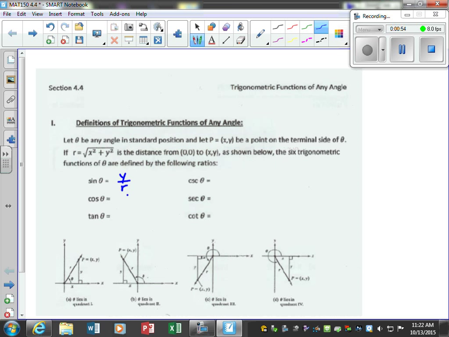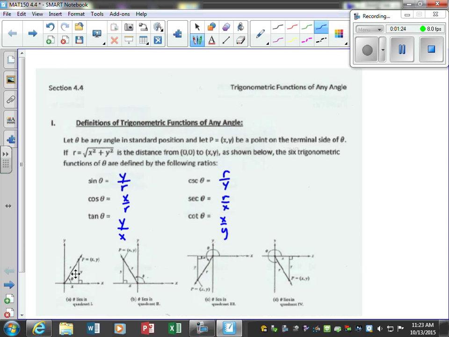So cosine of theta is x over your radius. Tangent is going to be your y value over your x value, which didn't change at all. Okay, cosecant, same idea. What about if I use the reciprocal? What would I get? r over y. Okay, what about for secant theta? Good, r over x, and cotangent, x over y.